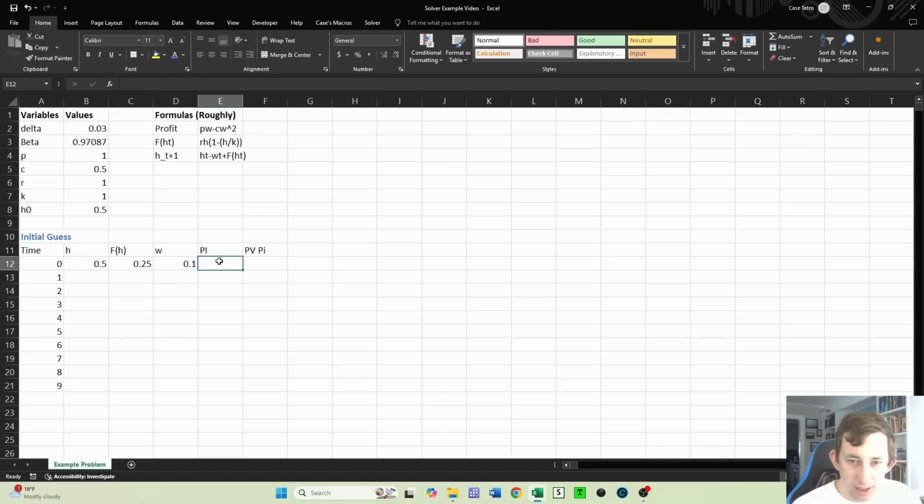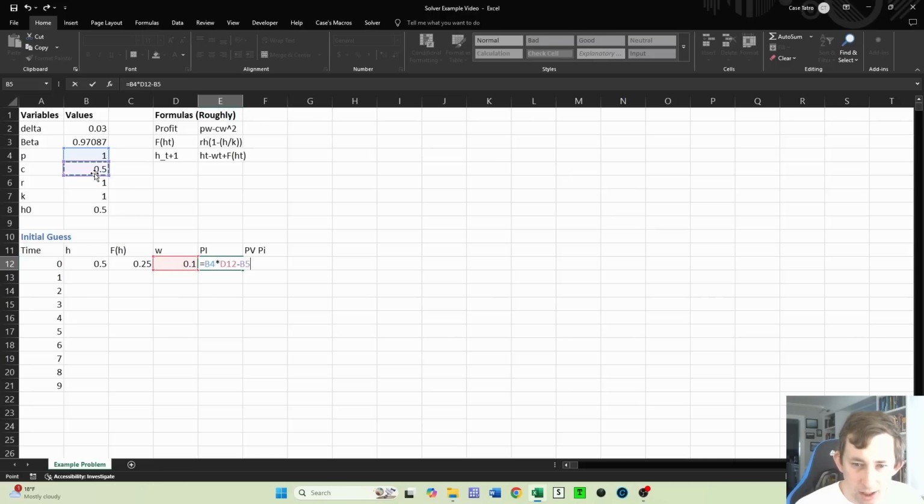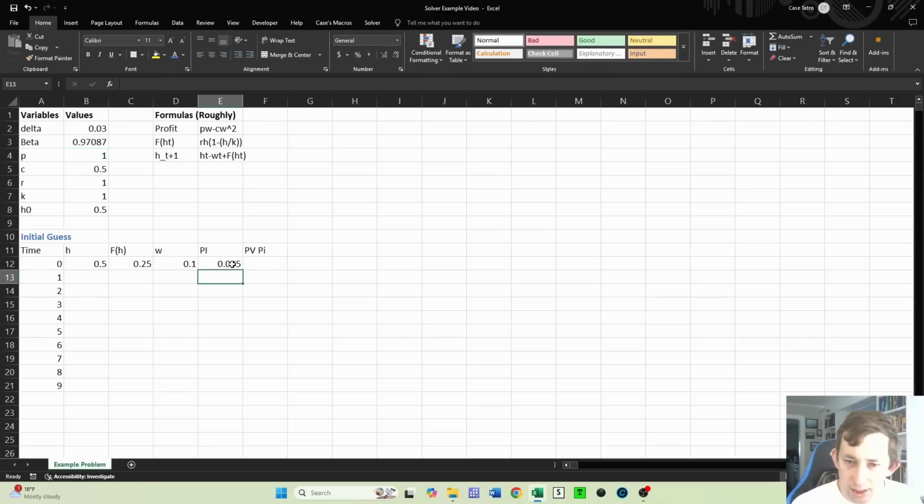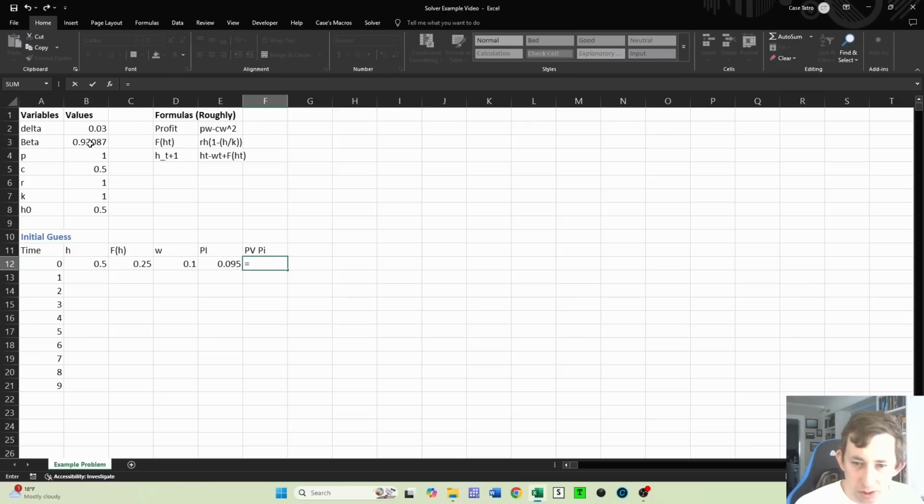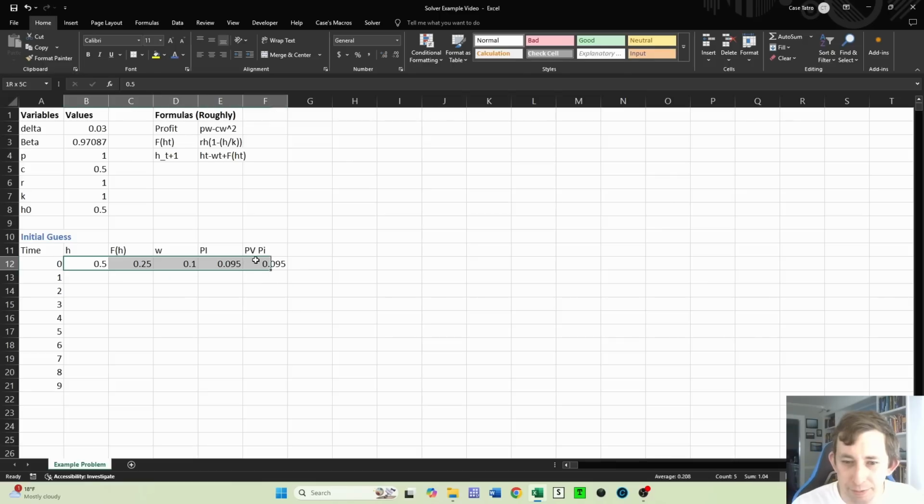My pi is just going to be equal to price times the amount that I harvest, minus the cost times the amount of elk, which is that guy, quantity squared. And then PV of pi is equal to beta to the t times pi. Okay, so now I've got my first row.